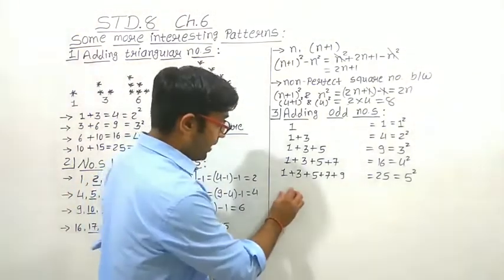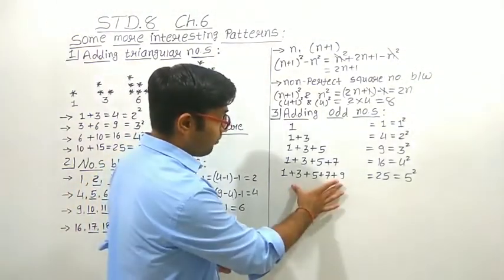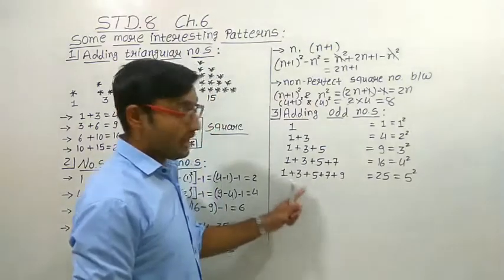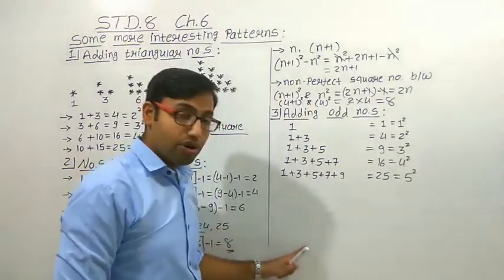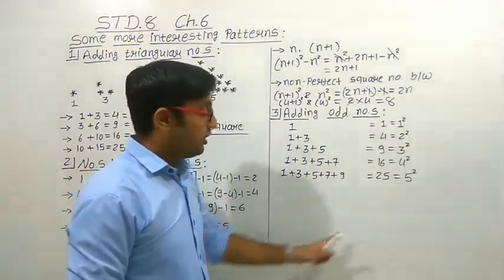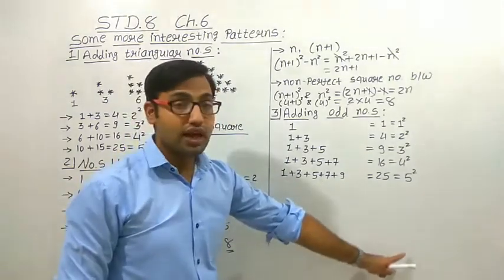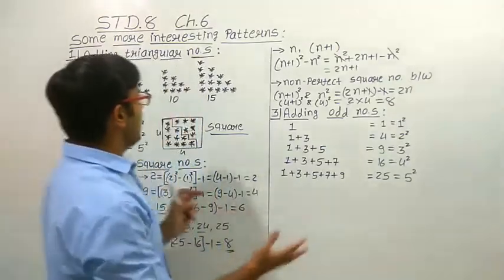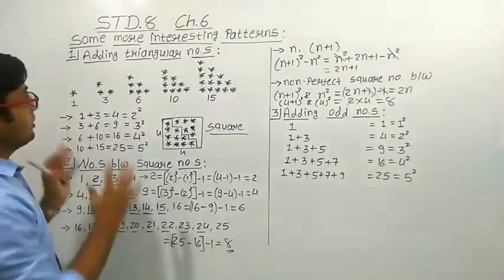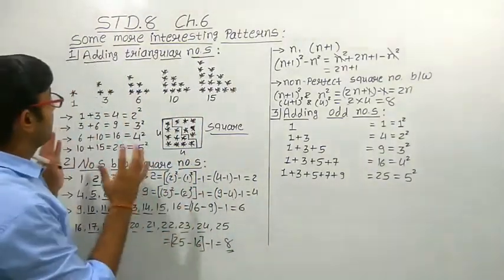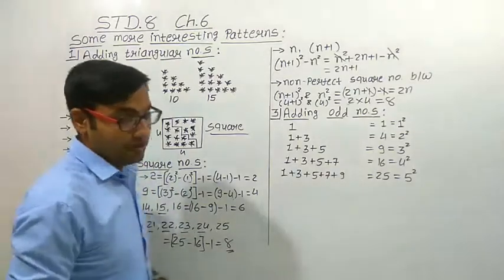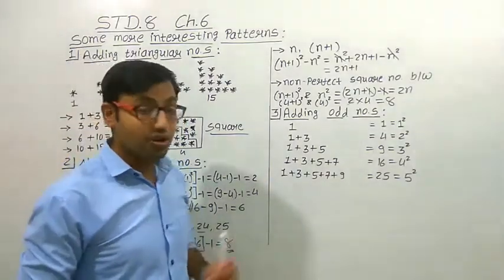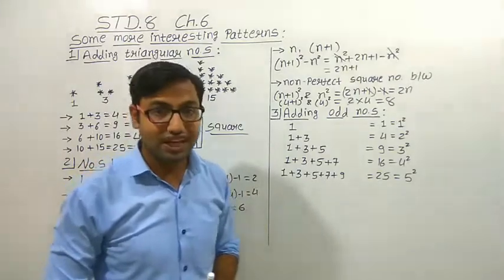But if you want to add more odd numbers, here we have added up to 5 odd numbers. You can add 6 odd numbers, 7 odd numbers, 8 odd numbers, and according to that number you get the perfect square number. Okay, so these are some of the interesting patterns which we have to study in this chapter. Okay, so this is all about this lecture. Thank you.